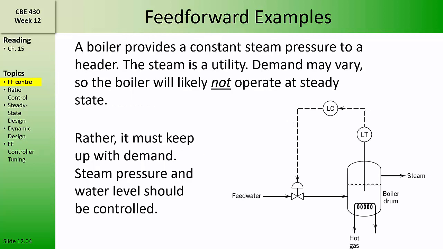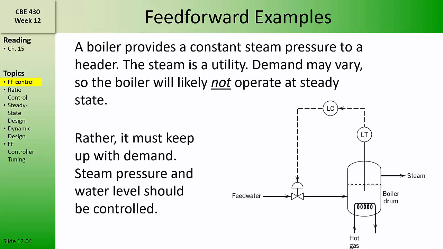Let's take a look at some examples where we might use feed-forward control. Consider this boiler. The objective of this unit operation is to provide a constant steam pressure to a steam header, where the steam is a utility. Now, demand for the steam may vary, so the boiler will likely not operate at a steady state, as different downstream unit operations use more or less steam. But rather, it must keep up with the demand.